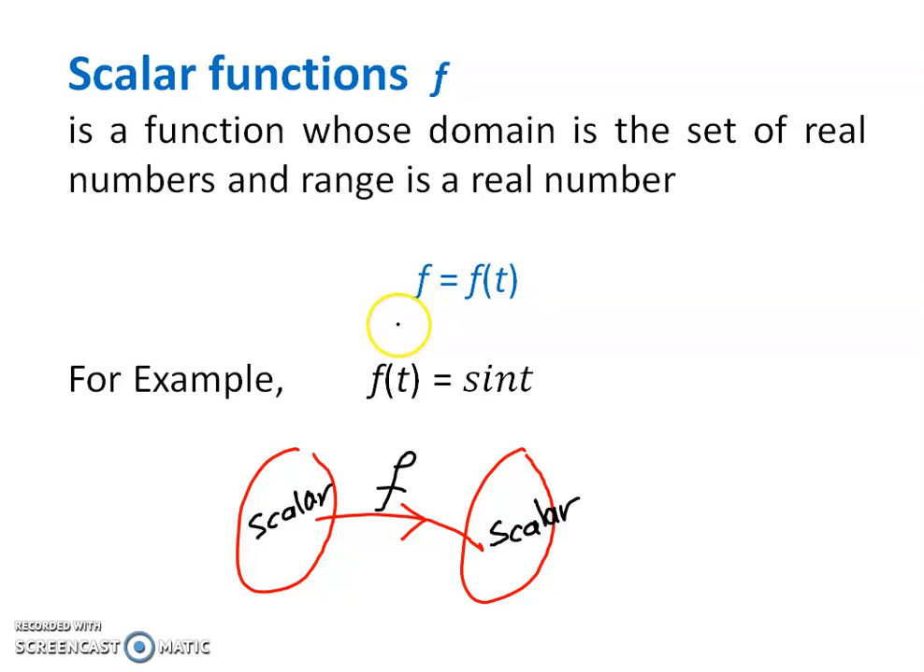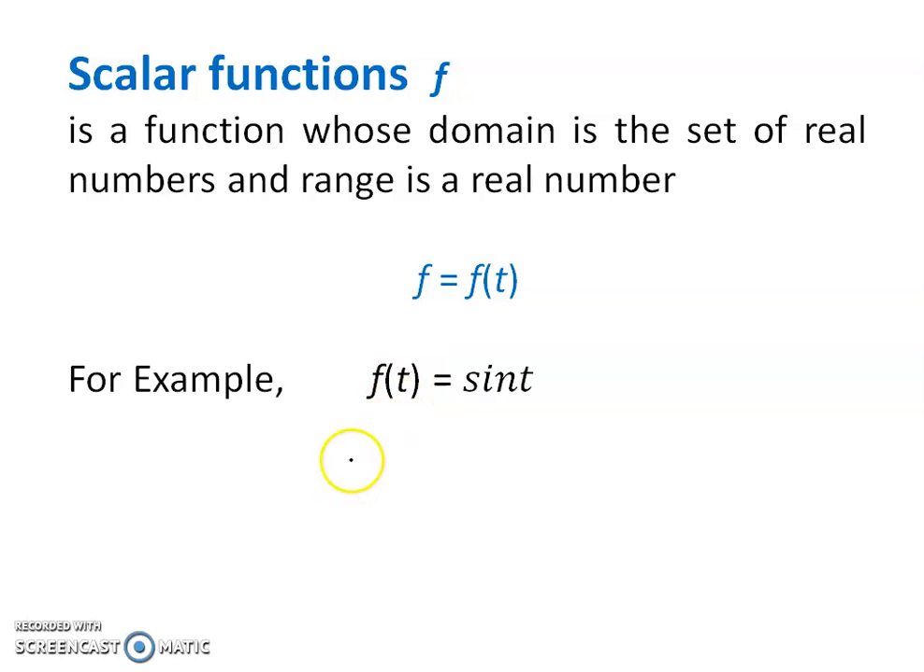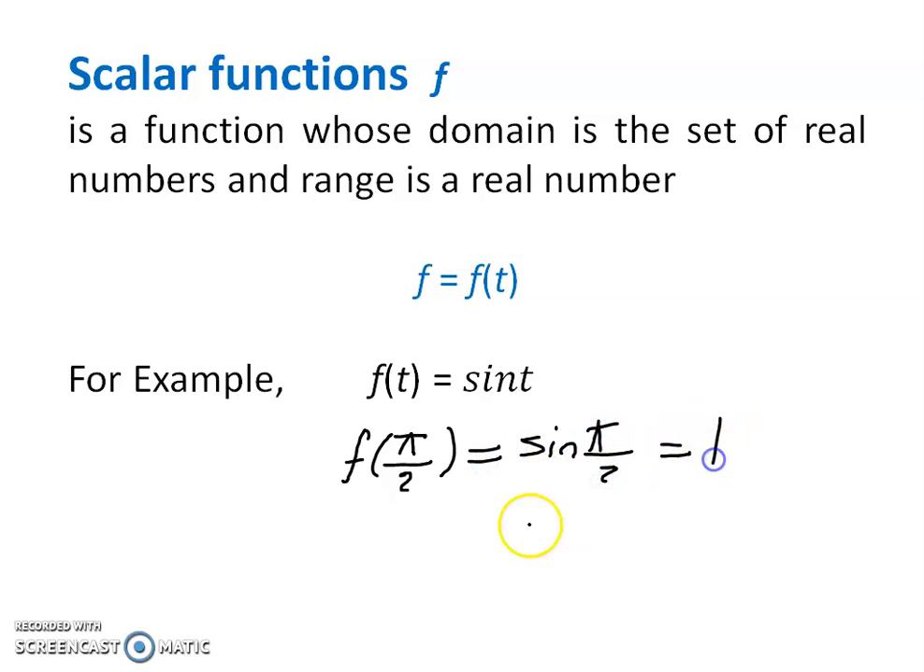An example of a scalar function is f of t equals sine t, and we can also write it as f of x equals sine x. We can also take t to be time. For example, if we take the value of t to be pi over 2, then sine pi over 2 gives us 1. That means the input is a scalar and the output is a scalar. It is called a scalar function.